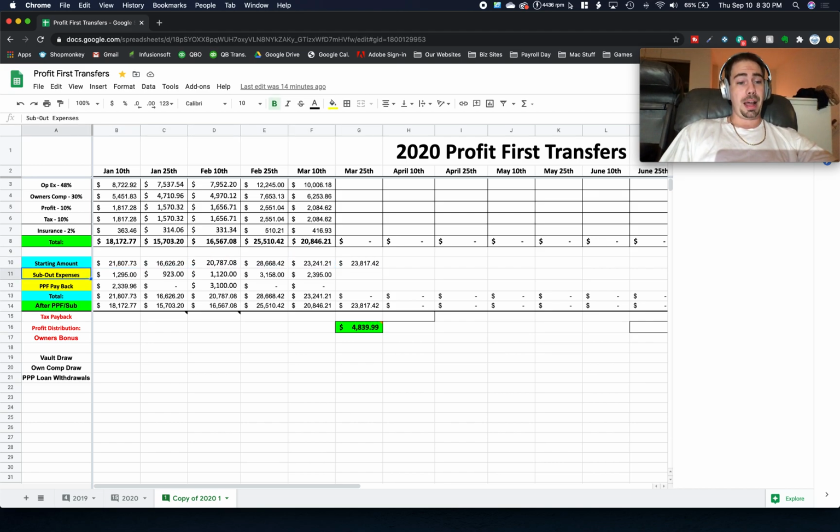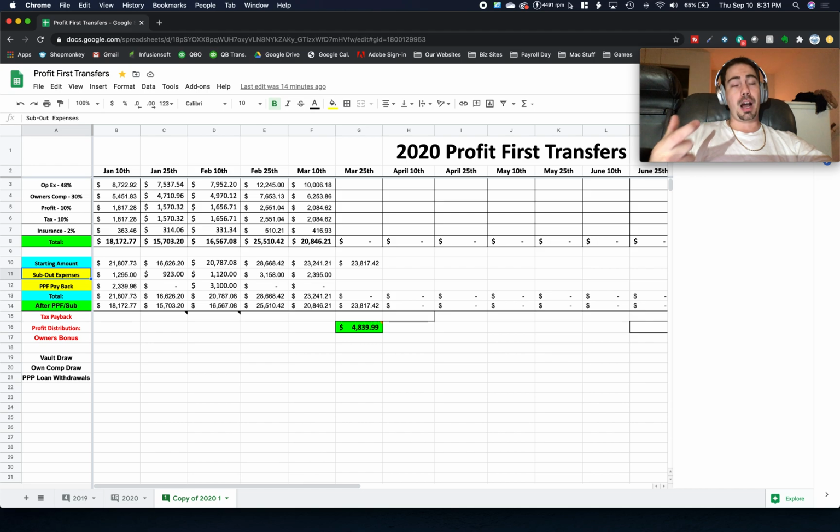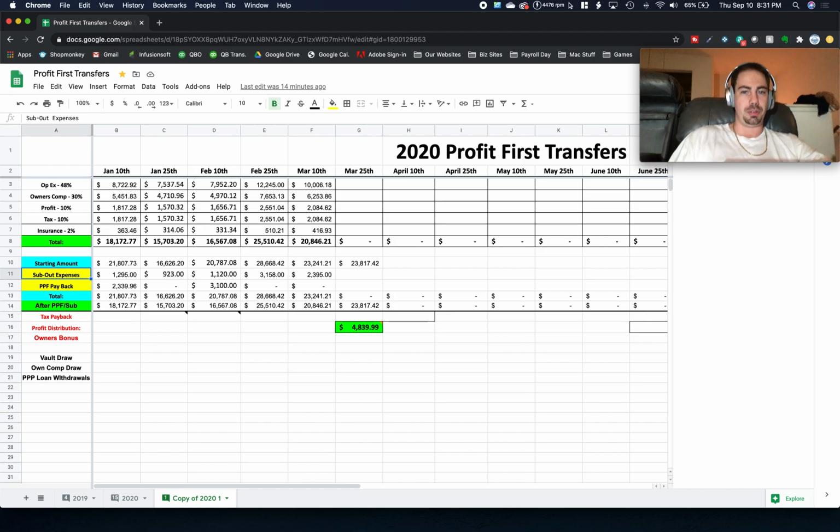Because the sub-out money that I paid the guy that I sub out to, that's not my money. It went into my income account, but I pay him through my OPEX account. You follow? So what I'm doing essentially is I'm going to pay back my OPEX account from my income account. I'll break that down in a second as well. So just stick with me.